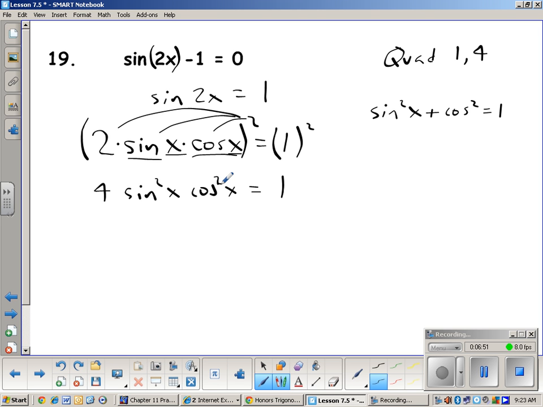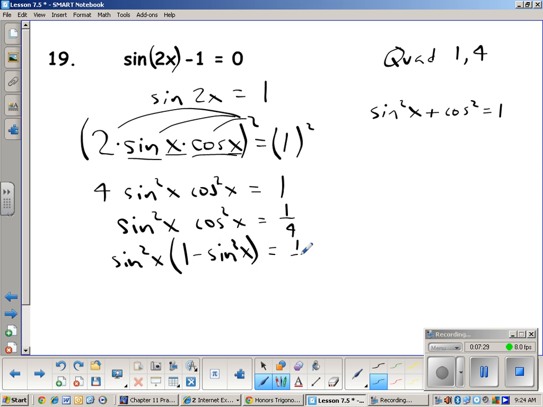Okay? I'm going to get that 4 out of there. I'm going to divide both sides by 4. And do you agree that cosine squared is equal to what? What's cosine squared equal to? 1 minus sine squared. And so I can say sine squared x times 1 minus sine squared x is equal to 1/4.